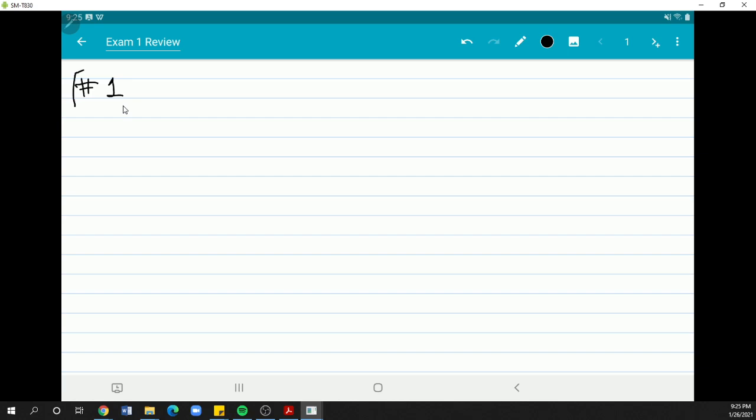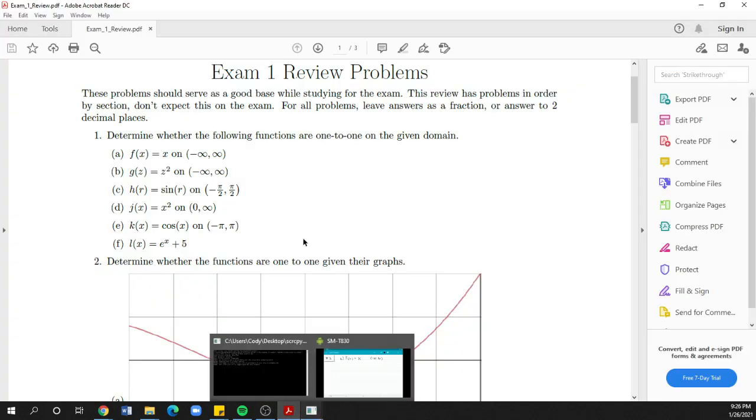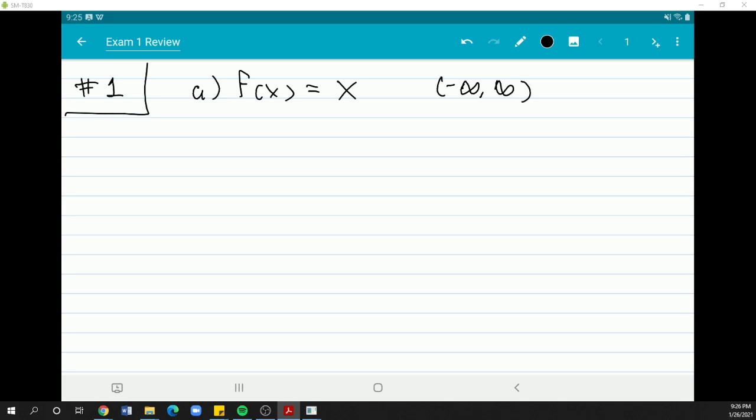So number 1, what are we doing? Actually, I like this better. We want to see which of the functions are one-to-one on the domains. First we have f of x equals x, the identity function, and the domain is all real numbers, from minus infinity to infinity. Now we want to see, is this function one-to-one? So let's just draw it.